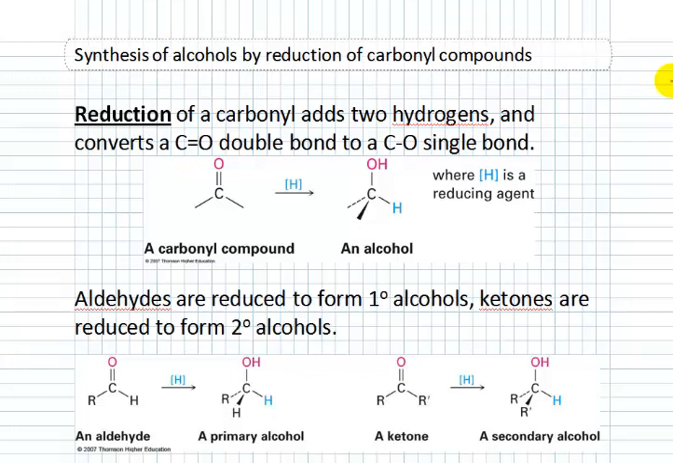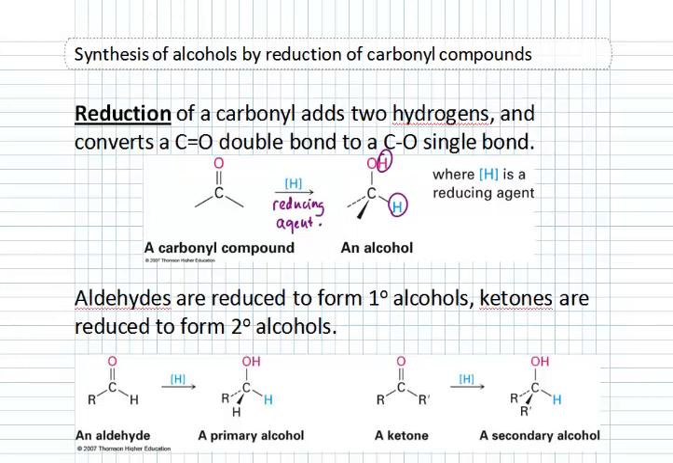Another way that alcohols can be synthesized is by reducing any carbonyl compound. So if I have something with a C double bond O, that's any carbonyl compound, if I reduce it, what we end up doing is adding a couple of hydrogens. So we add an H to the C, add an H to the O, and then the double bond becomes a single bond. So any reducing agent, sometimes we put H in brackets in place of any reducing agent. That will turn any carbonyl compound essentially into an alcohol.